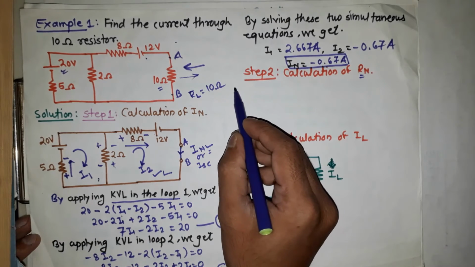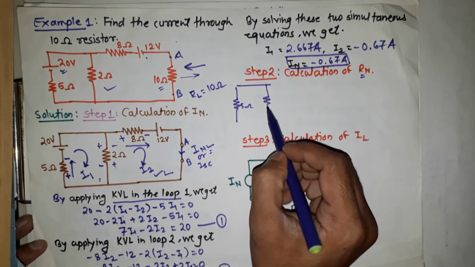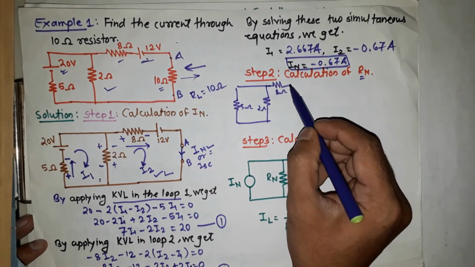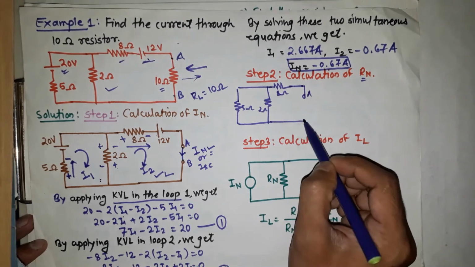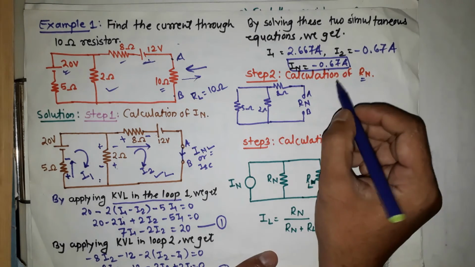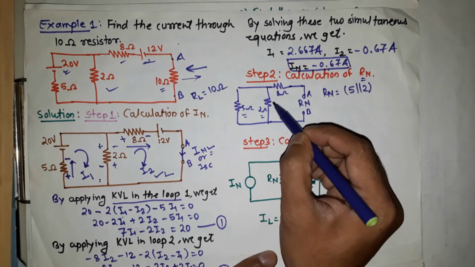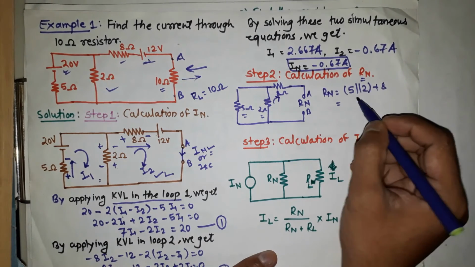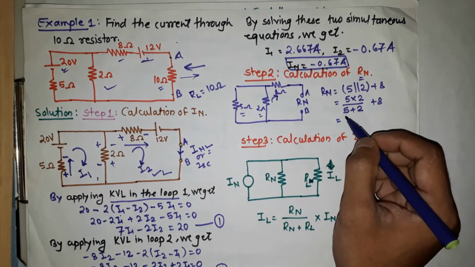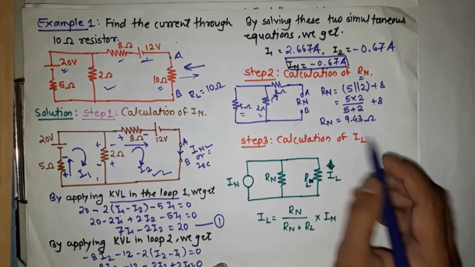Here it is a 20 volt source, so we short circuit it. Then the 5 ohm resistor, this 2 ohm resistance, and the 8 ohm resistance remain as they are, and this voltage source is short circuited. Here are terminal A and terminal B, and between these two terminals we find the Norton's resistance, which is Rn. For finding Rn, the 5 ohm and the 2 ohm are in parallel, so 5 parallel with 2, and this parallel combination is in series with 8, so plus 8. So 5 into 2 divided by 5 plus 2, plus 8, the final answer is 9.43 ohm. It is the Norton's resistance.